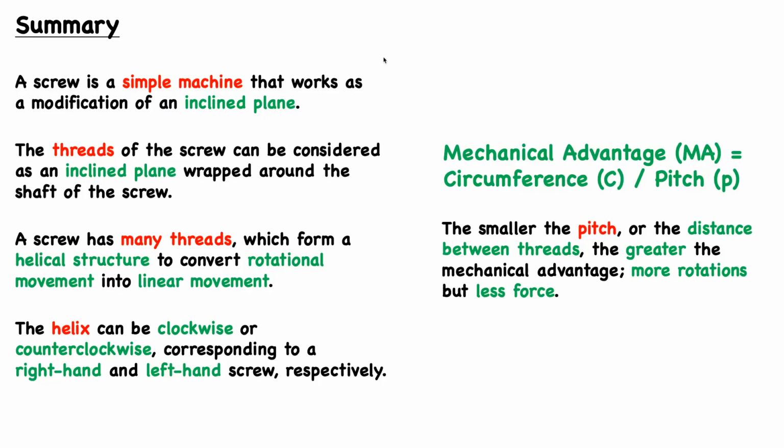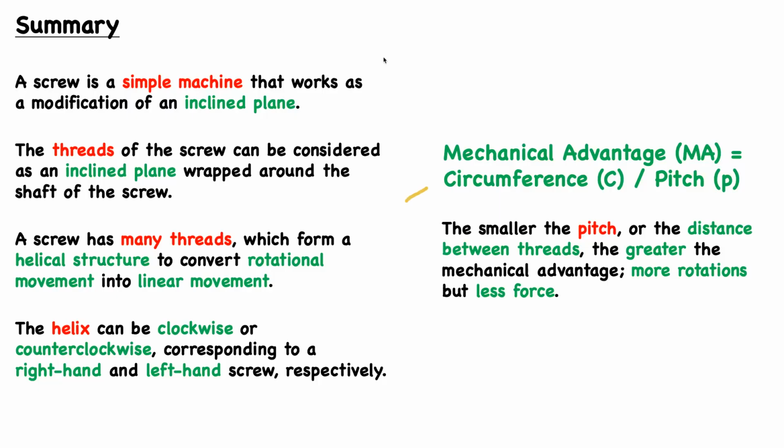First of all, screws are a type of simple machine that works as a modification of an inclined plane. The threads of the screw can be considered as an inclined plane wrapped around the shaft. And a screw has many of these threads, which form a helical structure to convert rotational movement into linear movement. And the helix can be clockwise or counterclockwise, corresponding to a right-hand or left-hand screw, respectively. So again, clockwise corresponds to right hand, and counterclockwise corresponds to left hand.